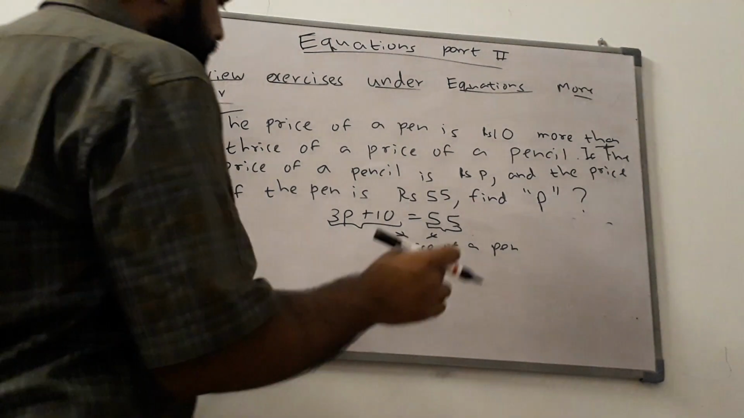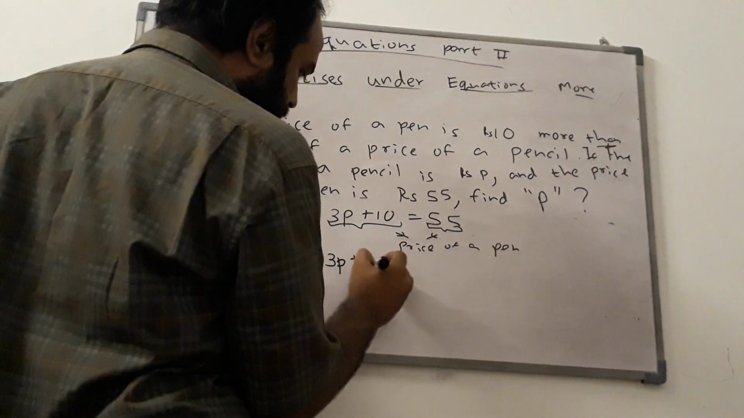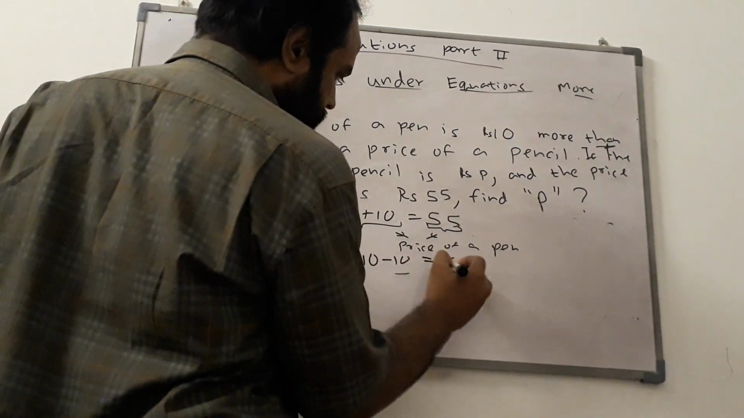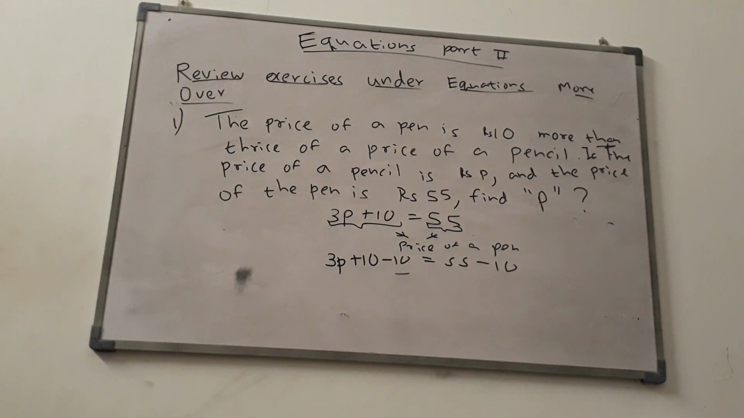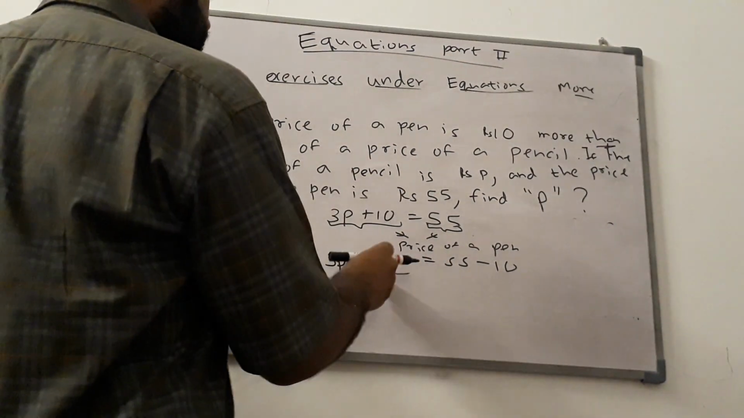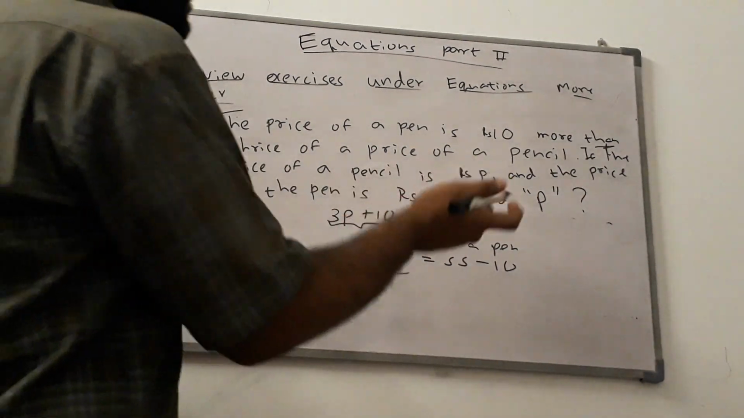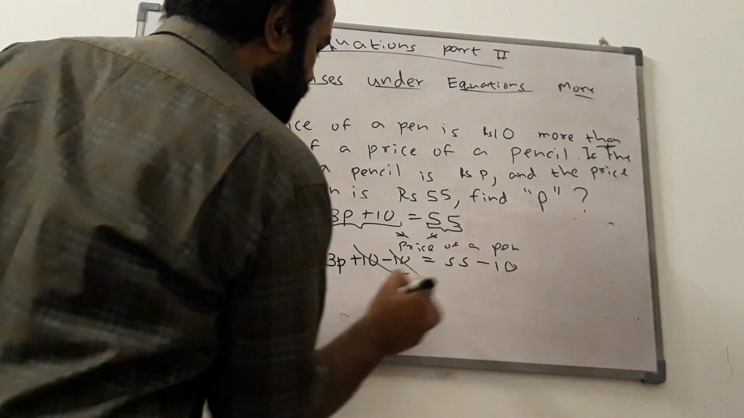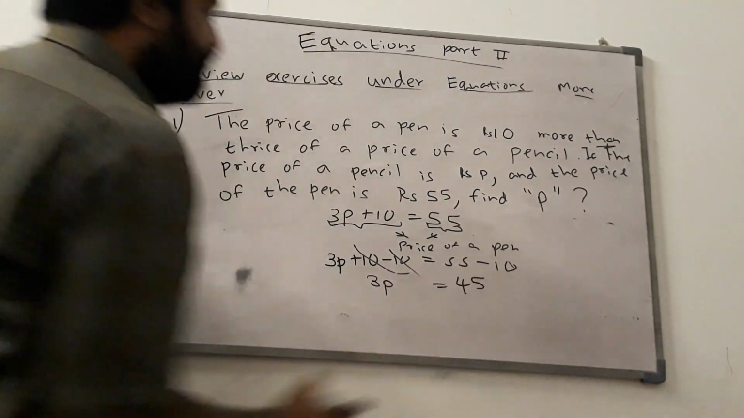Find P. So to find P, first of all we have to remove plus 10. To remove plus 10, we have to subtract 10 from either side. If we subtract 10 from the left hand side, we have to do the same thing to the right hand side. So 10 and 10 cancel, hence it is 3P equals 45.